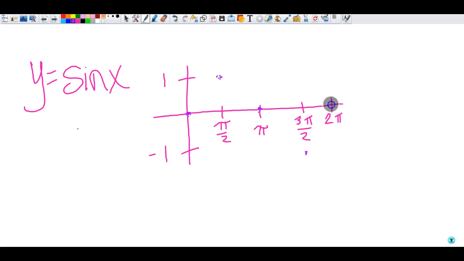And then when I make it back around to 2 pi, I'm back at 0. So that shows you what's happening. And like I said, when we start here, your y value is increasing. So it's increasing to here, then it starts decreasing, keeps decreasing, and then increases back up.